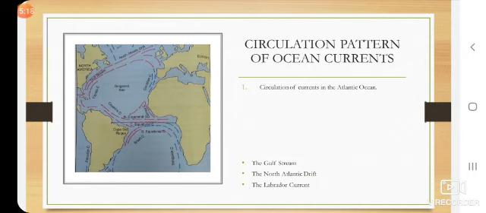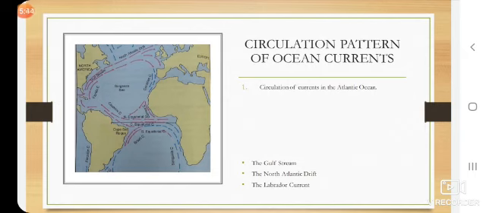Labrador current, children, it is a cold current. You need to remember only this. Labrador is a cold current in the North Atlantic Ocean. It flows from the Arctic Ocean south along the coast of Labrador. It meets with the warm Gulf Stream. This combination of the Labrador current and the Gulf Stream produces heavy fogs, and the richest fishing ground is created.